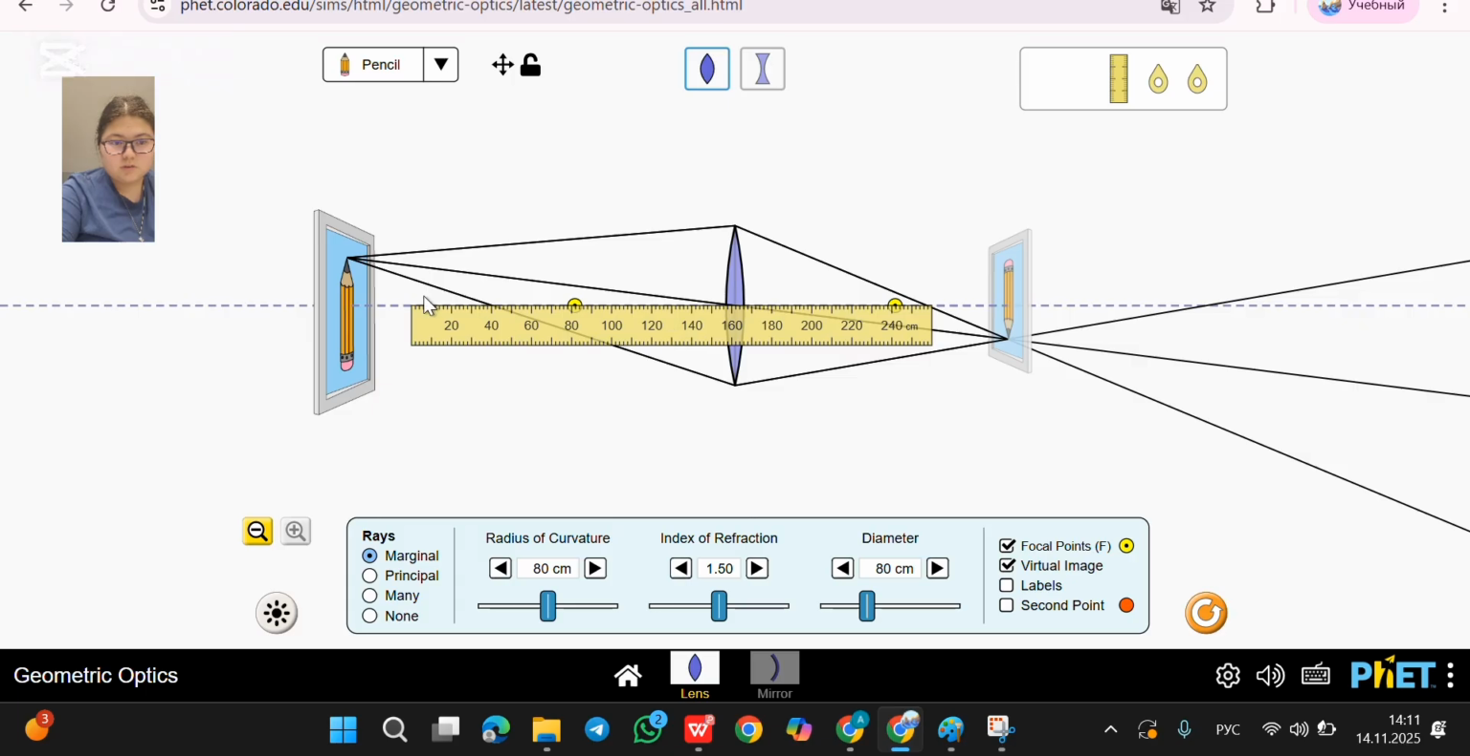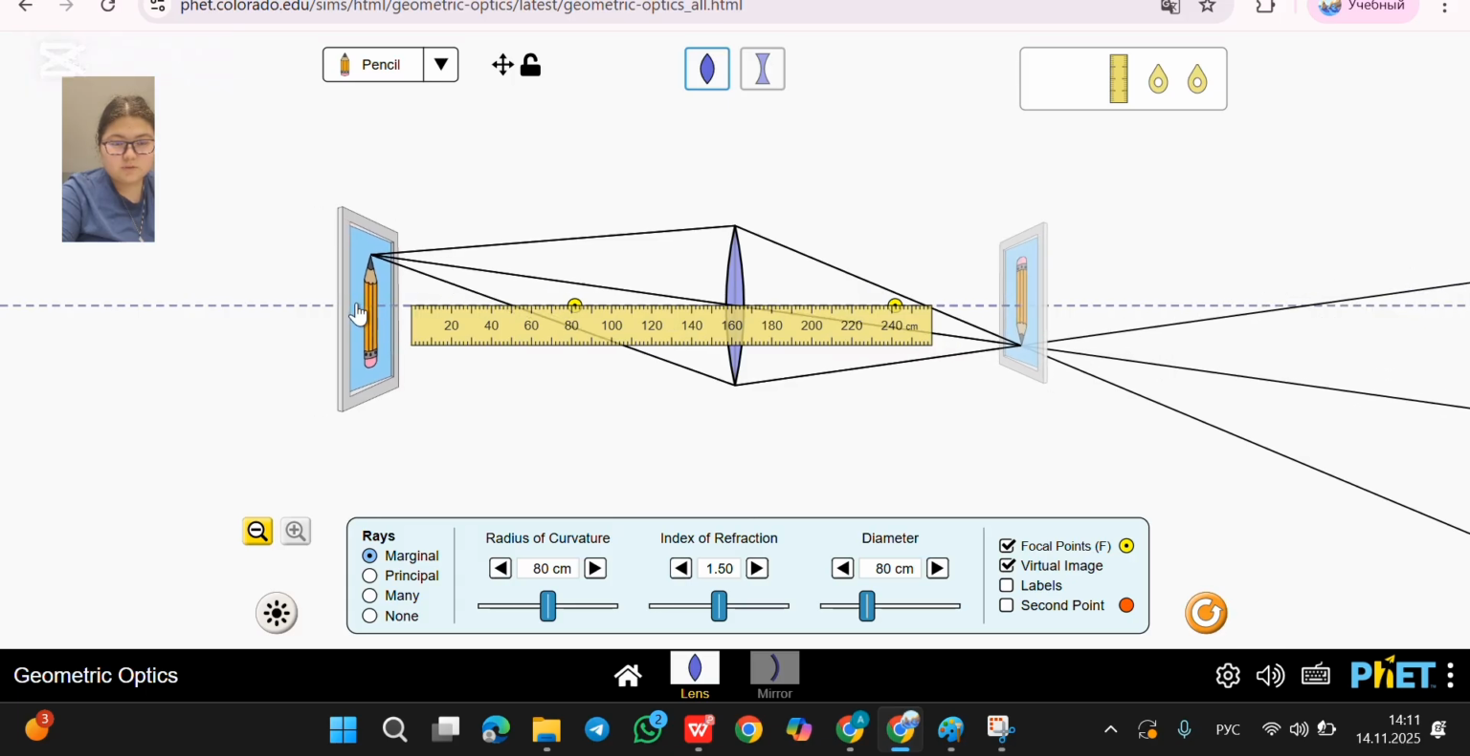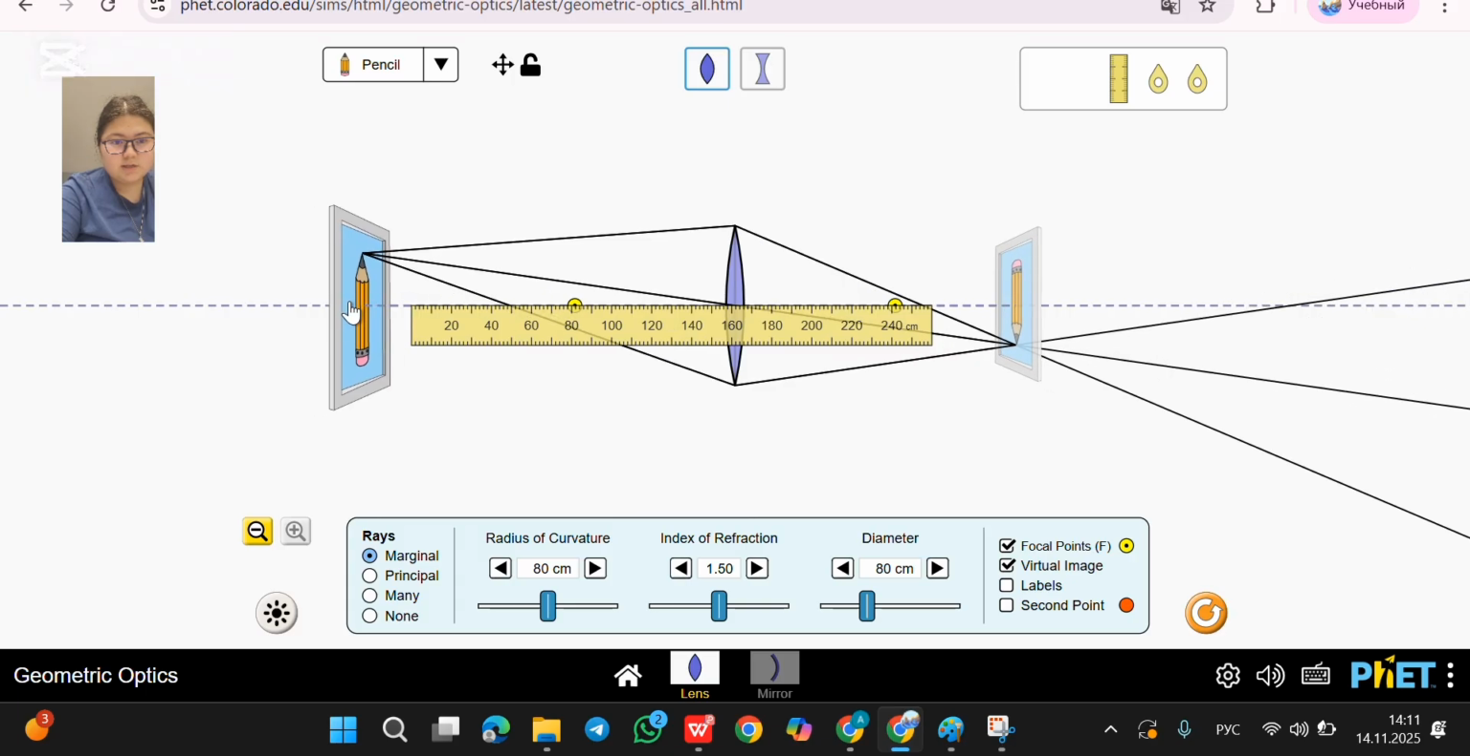It should be more. It's actually in the right place. So here we can see the result that the image is real, it's inverted, and it's smaller.